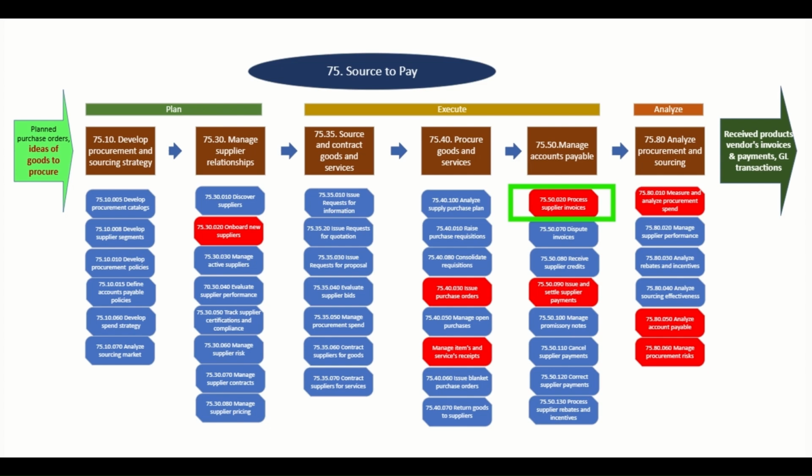Our next step belongs to the Business Process Area 75.50 Manage accounts payable, specifically the Business Process 75.50.020 Process supplier invoices. This business process is executed by Alice, the accounts payable clerk at Contoso.